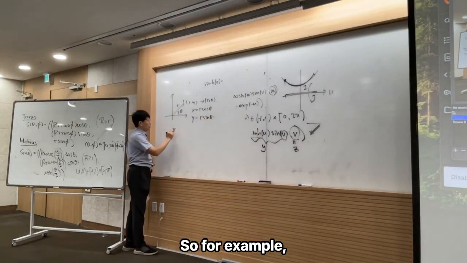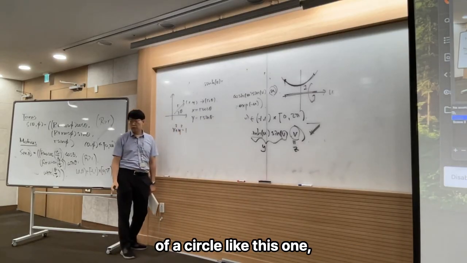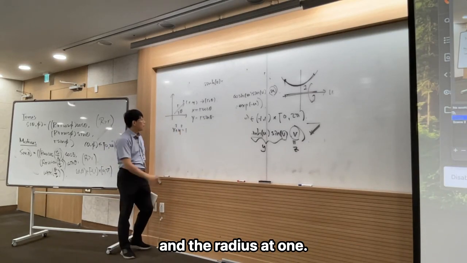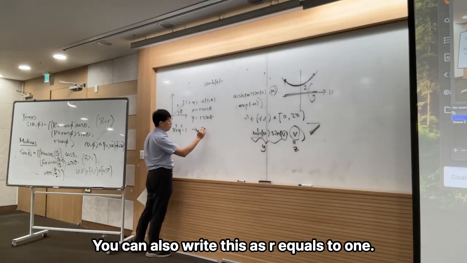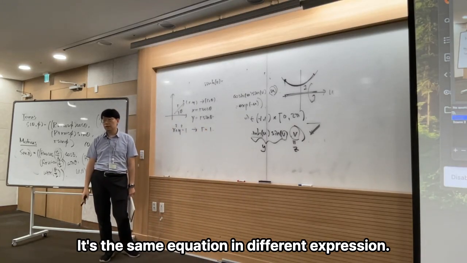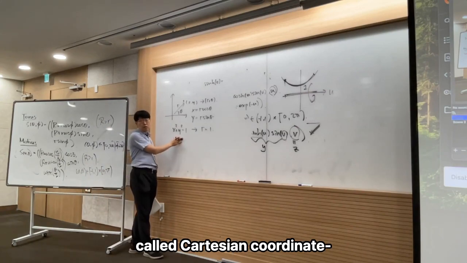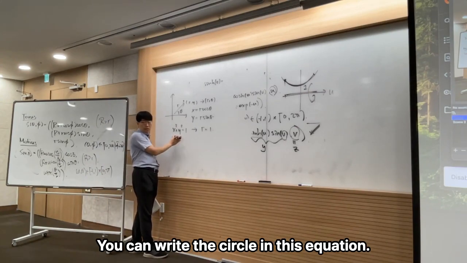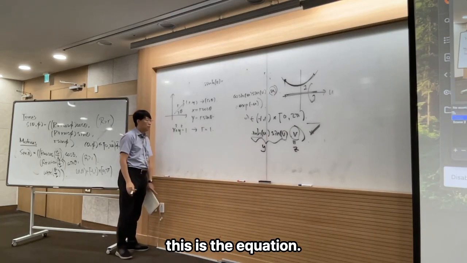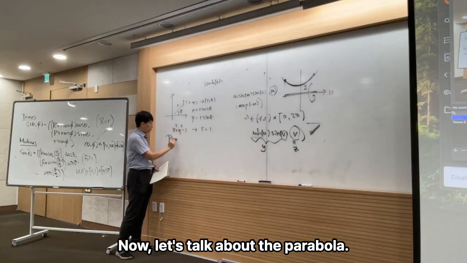For example, if you want to write down the equation of a circle like this one, with its center at the origin and radius 1, you can also write this as r equals 1. It's the same equation in a different expression. In the xy coordinates, called Cartesian coordinates, you can write the circle in this equation. In polar coordinates, this is the equation. Now, let's talk about the parabola.